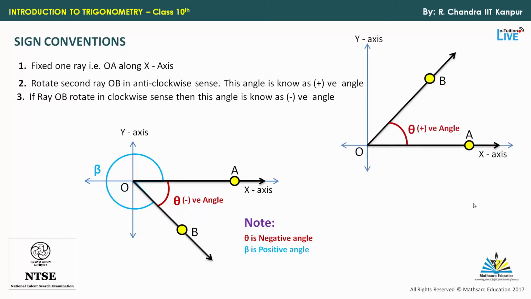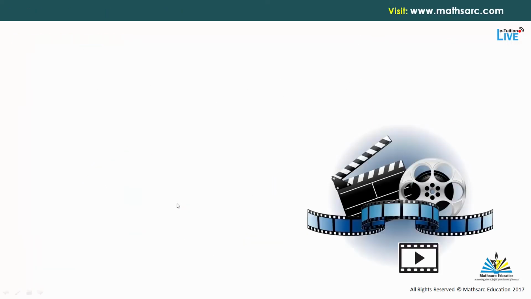Let's have both diagrams simultaneously. So this is theta positive, as you can see this is in anti-clockwise direction, and here we have it in clockwise direction. So you can compare these two angles. This is considered to be positive and this is negative.